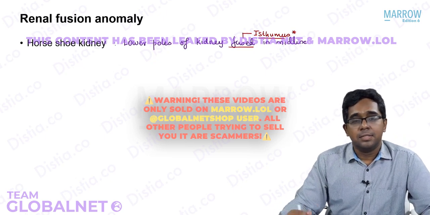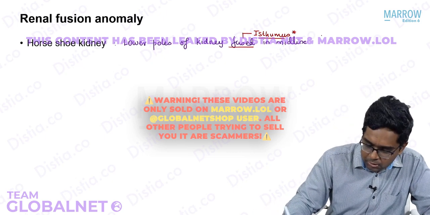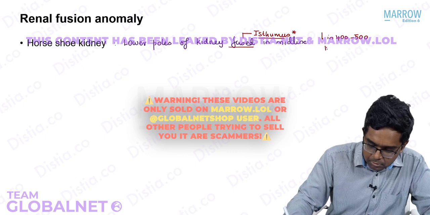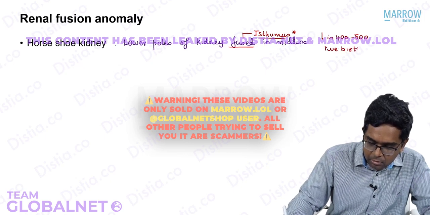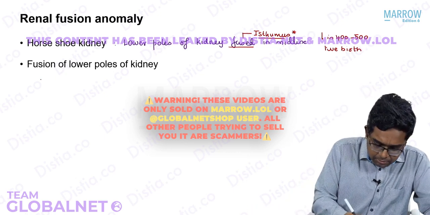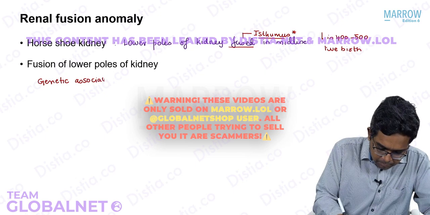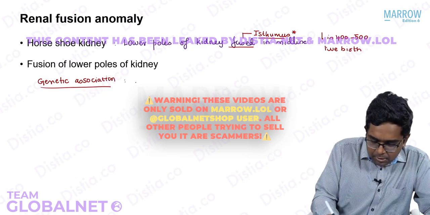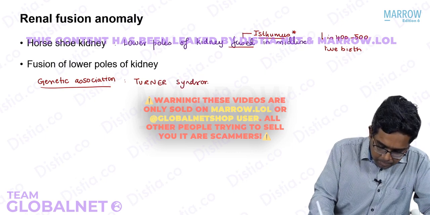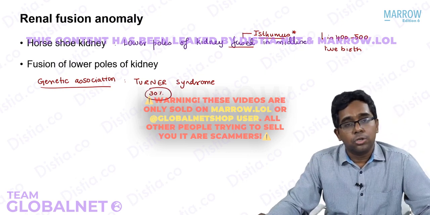Now, this condition is relatively more common compared to the other anomalies I have discussed. This usually occurs in 1 in 400 to 500 live births. So this is a relatively common condition. And please know an important genetic association of this particular condition. It is associated with Turner syndrome. Please note, around 30% of cases of Turner syndrome are associated with horseshoe kidney.